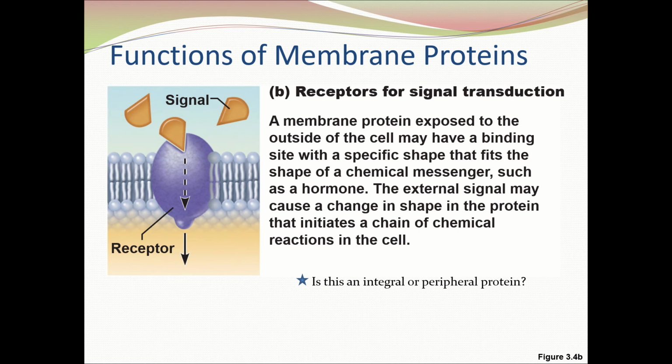Another function is as a receptor for a process called signal transduction. This is a very important factor in the way hormones work. When a membrane protein exposed to the outside of the cell has a binding site with a specific shape that fits the shape of a hormone, the external signal may cause a change in the shape of the protein, and this initiates a change or chain of chemical reactions within the cell. And that's how hormones get things going in the cell. And this also is an integral protein.